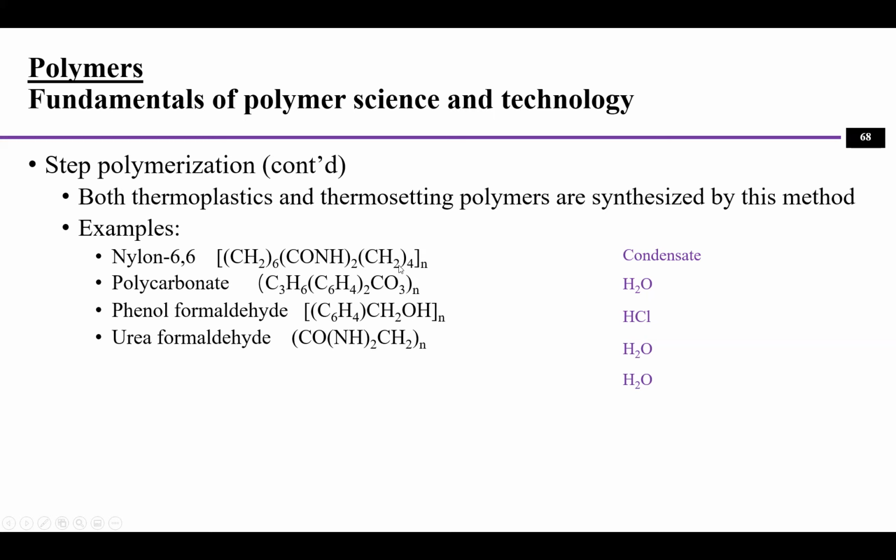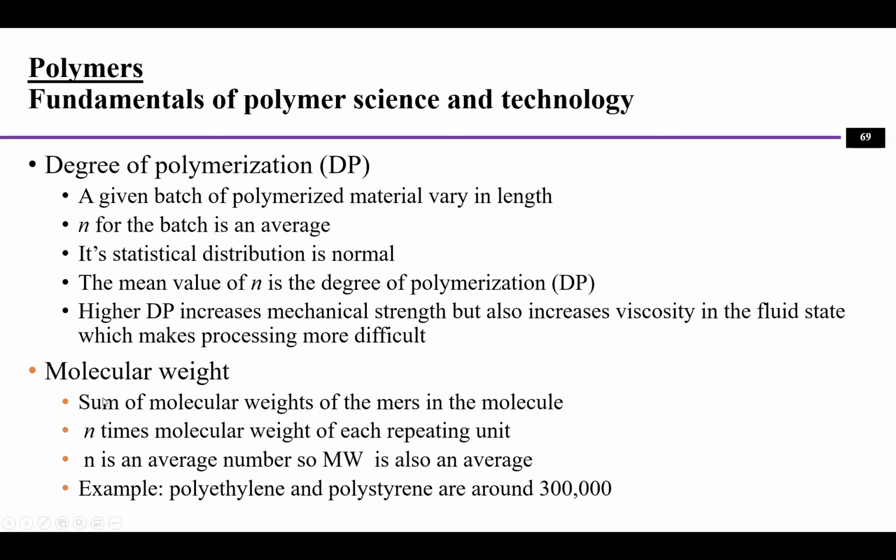It does not mean that every chain like that has the same amount of repetition. So the molecular weight is actually the sum of the molecular weights of the mers in a molecule, n times the molecular weight of each repeating unit. So n is more of an average number.